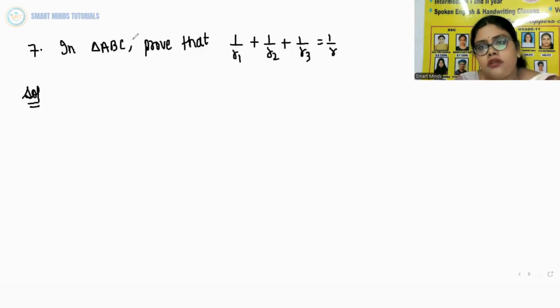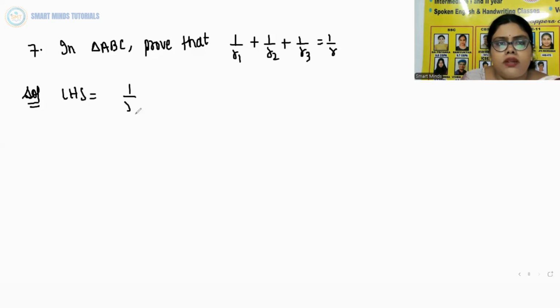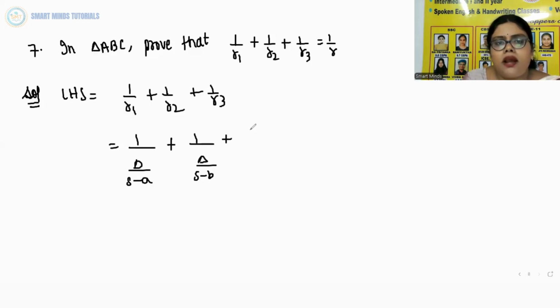Take the next question. In triangle ABC, prove that 1 by r1 plus 1 by r2 plus 1 by r3 is equal to 1 by r. So let us take LHS first. LHS is 1 by r1 plus 1 by r2 plus 1 by r3. We know that r1 is delta by s minus a, r2 is delta by s minus b, r3 is delta by s minus c.